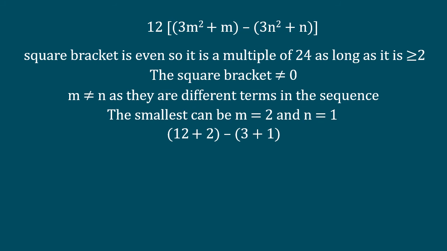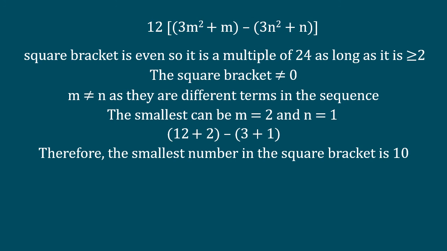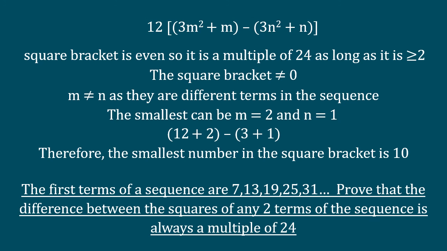This gives us 12 plus 2 in the first round bracket, minus 3 plus 1 in the second round bracket. Therefore, the smallest number in the whole square bracket is 10. The question said, the first terms of a sequence are 7, 13, 19, 25 and 31. Prove that the difference between the squares of any two terms of the sequence is always a multiple of 24, which we have done.